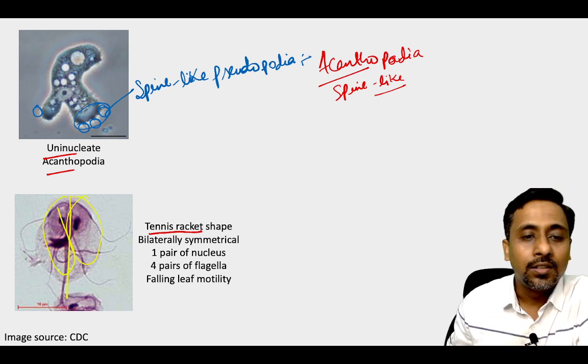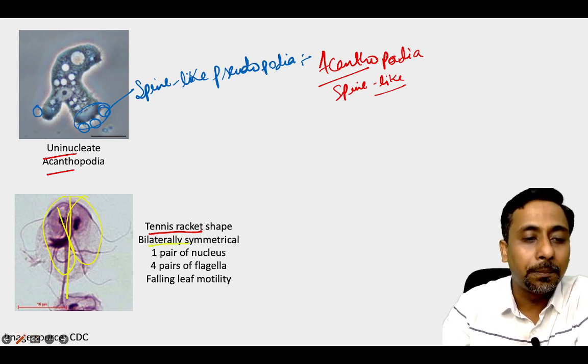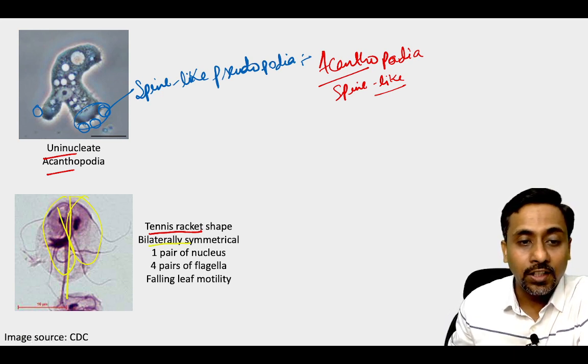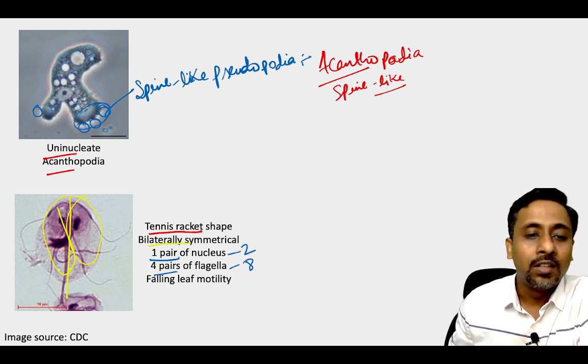Okay, so because of this bilateral symmetry, it has got everything in pairs. So it has got one pair of nucleus, that is a total of two nucleus, but as it is bilaterally symmetrical, we call it one pair of nucleus. And four pairs of flagella, so a total of two nucleus and eight flagella, but in pairs. And the motility which is seen in this case is falling leaf.